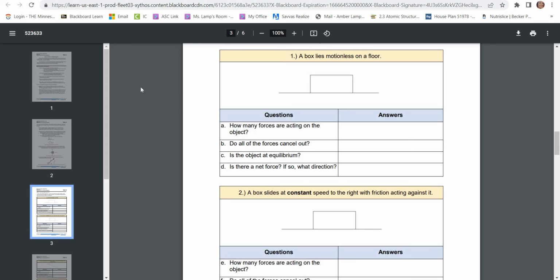All right, here's your video for the force body diagram that I said I would make. Sorry it took so long. My weekend was absolutely chaotic.